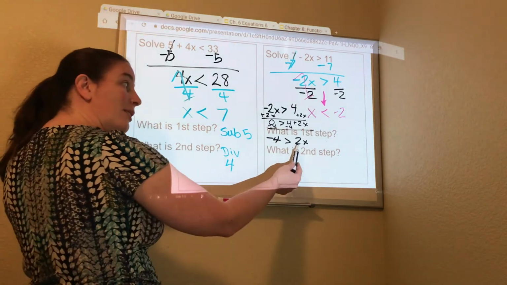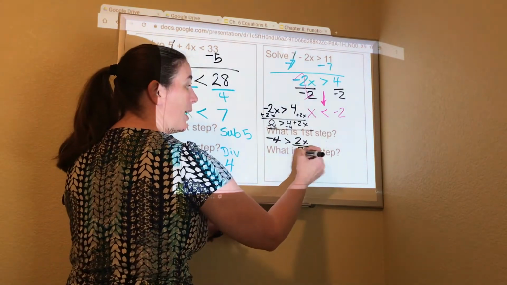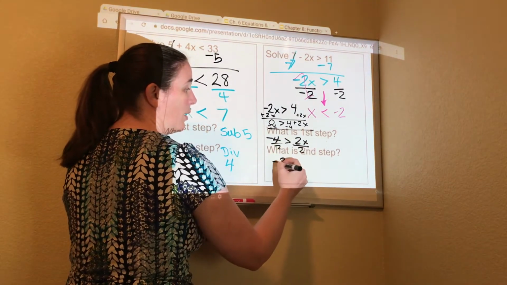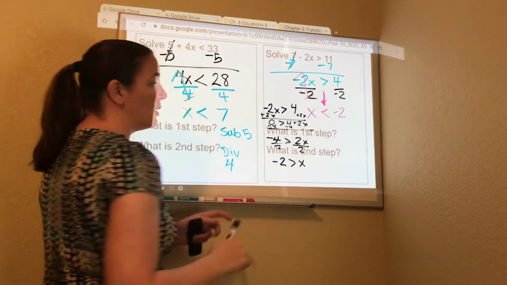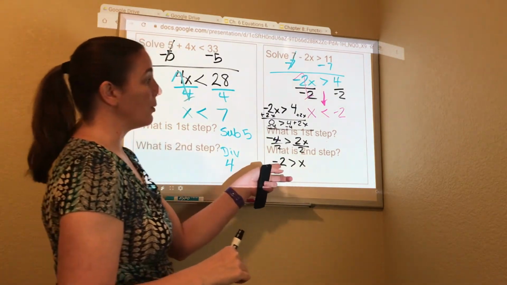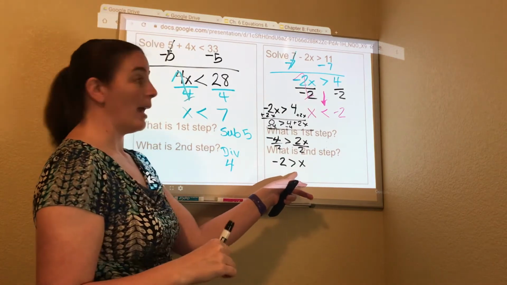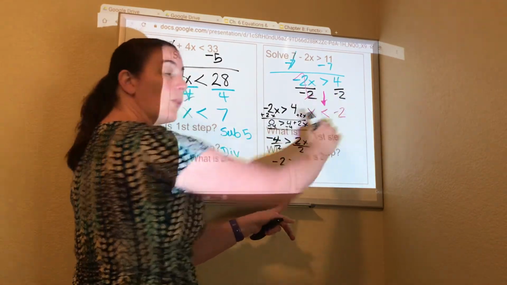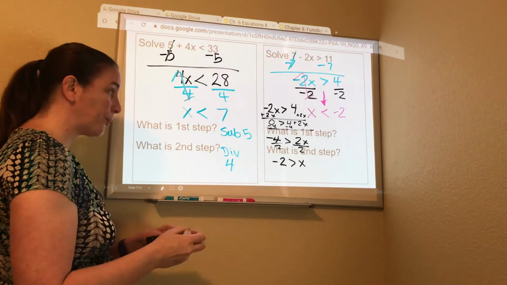We want it pointing to the 2x, so we'll get the same answer, which is x is less than -2. So it's pointing to the x here, and it's pointing to the x.